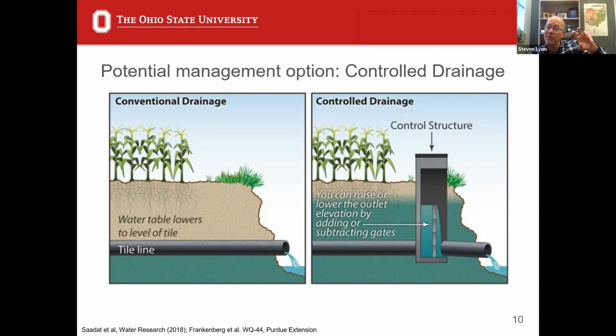You can open and close a valve at the outlet of that tile drainage system, literally turning it on and off, allowing us to back water up into that farm field, raising that water table or lowering it as we feel from our management perspective.